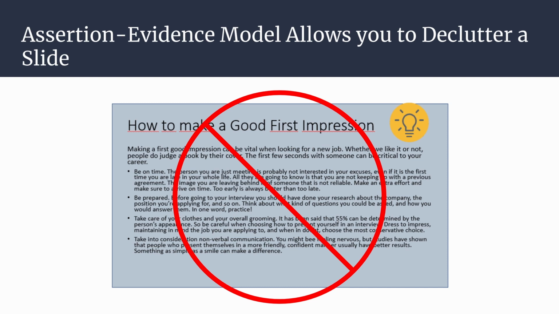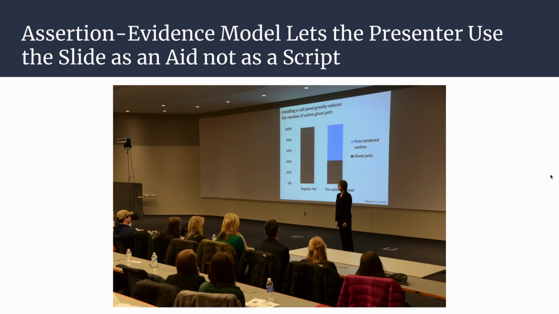The Assertion-Evidence model allows you to declutter a slide. So, like we saw in that example earlier, we don't really want a lot of text on the slide. The example you see here is just a big wall of text on the slide, and as a viewer it can be really intimidating and really hard to take out the important information from that slide. And that's what the Assertion-Evidence model does, is it allows you to get rid of that text and just give the audience the big picture idea of that slide.